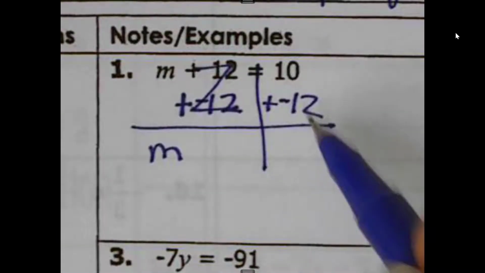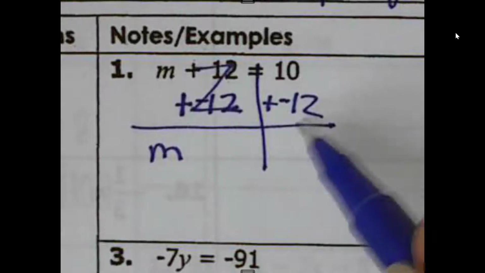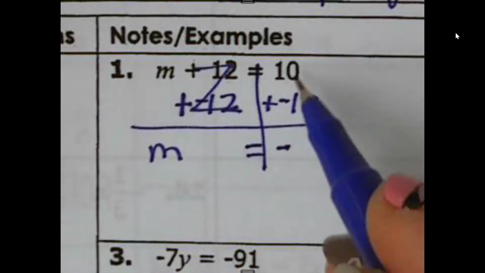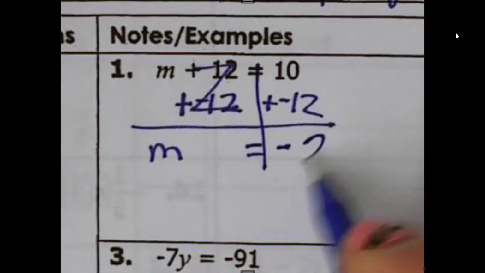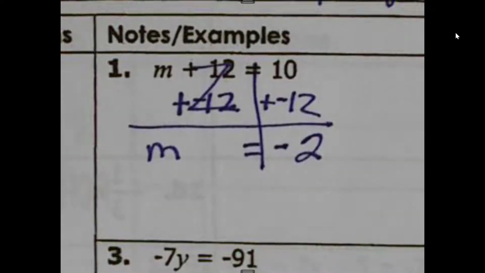10 plus negative 12, they're opposites. We end up subtracting them and take the sign of the number that's furthest away from zero. Well, negative 12 is furthest away from zero, so I know it's going to be a negative. I subtract 12 and 10, and I end up with 2, negative 2. Okay, now let's take a look at number 3.